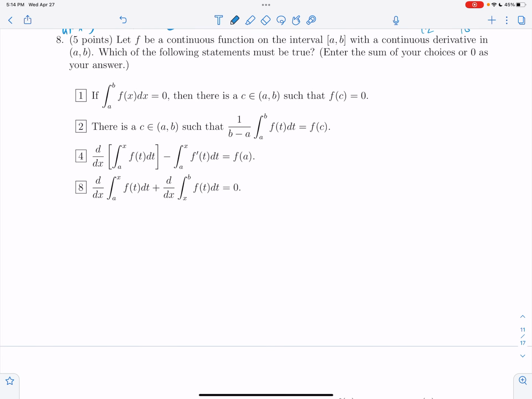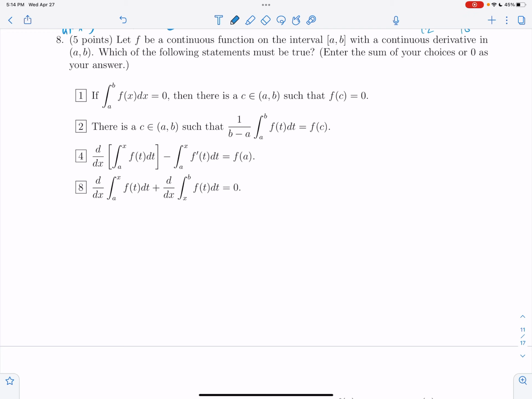You have a function that's continuous on the interval with a continuous derivative. Which of the following statements must be true? Okay. If the integral from a to b of f of x is 0, then there has to be a point c in there where f of c is 0.